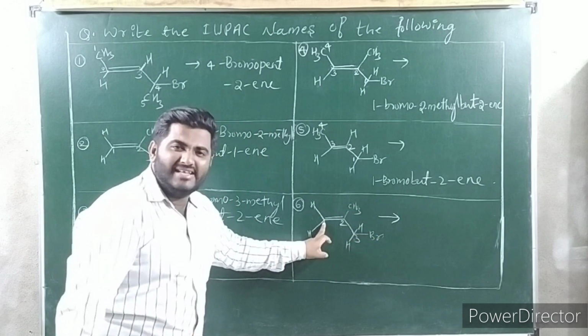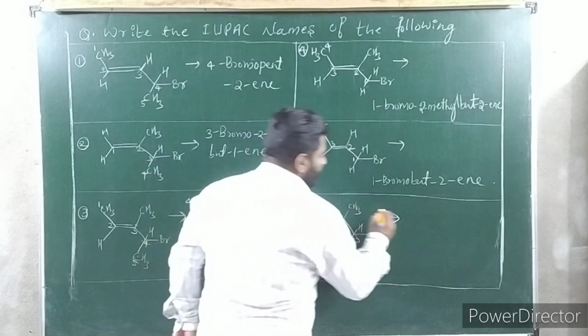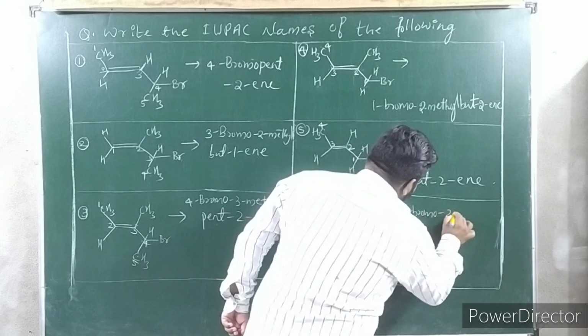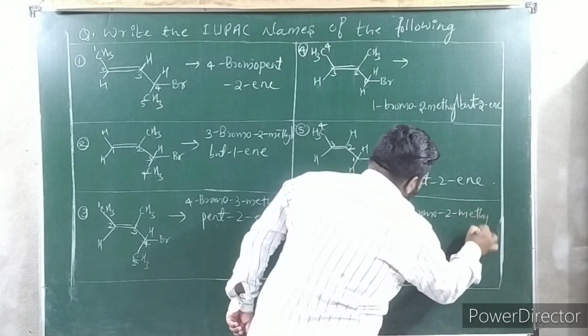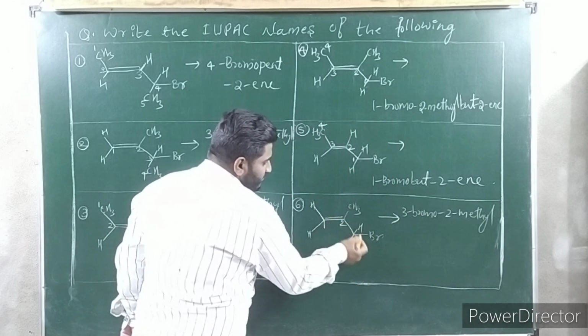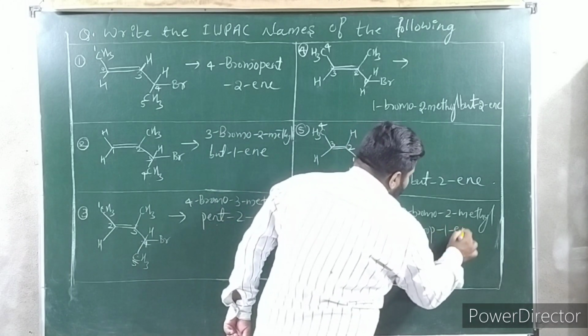So first position ene is there. Prop 1 ene. Just tell me what is the name? 3 bromo, 2 methyl, prop 1 ene.